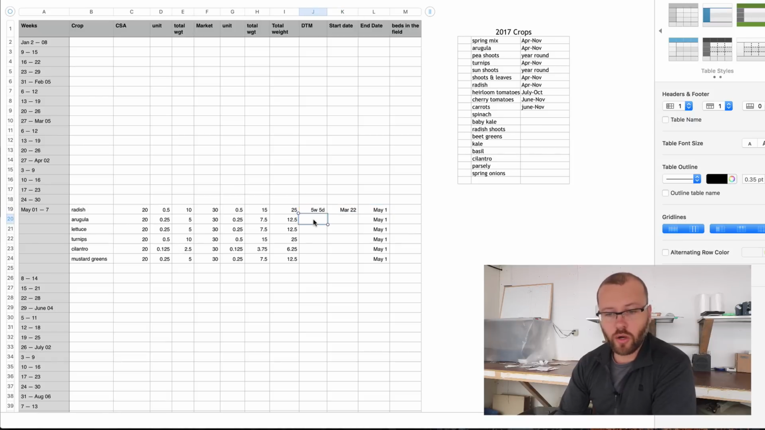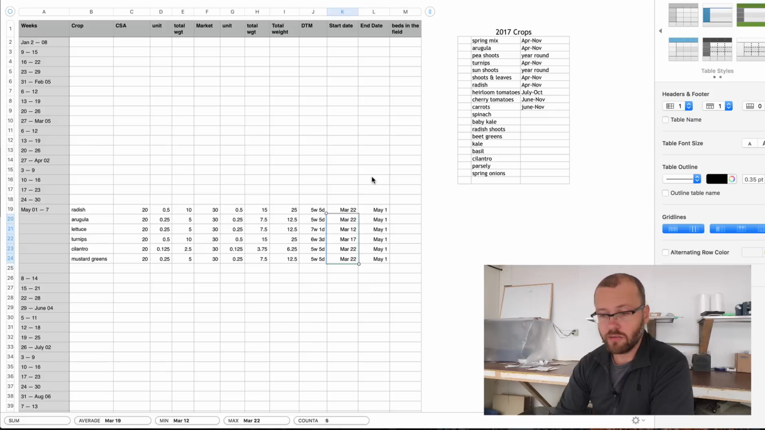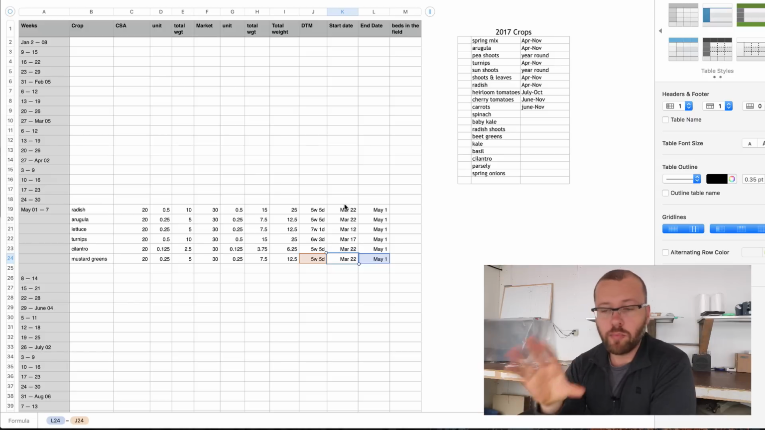So I can do the same. I go in here and put in all my other days to maturity on what I think they're going to be. And again, you're going to have to do your own research to figure out when crops are going to be ready. So let's just say, for the sake of the discussion here, arugula is about the same as radishes, which is true. Lettuce might be about 50 days that time of year. Turnips might be about 45 days. Cilantro could be about 40 days. Mustard greens will be the same as arugula. They'll be 40 days that time of year. So now I can just copy this and paste this formula in here. Command V, paste it in. So here's all my planting dates. And again, this isn't perfect, but this is where you start.